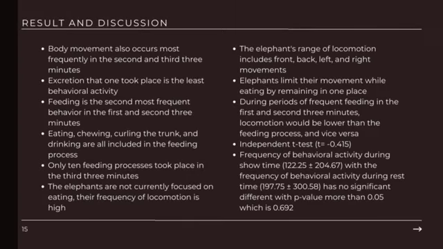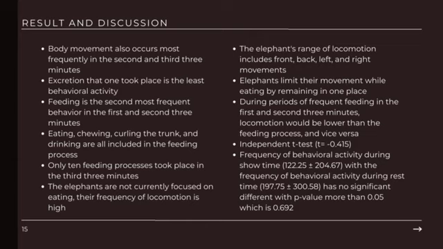Body movement also occurs most frequently in the second and third 3 minutes compared to other behaviors in both situations. Additionally, excretion that once took place during the third 3 minutes is the least frequent behavioral activity. Feeding is the second most frequent behavior in the first and second 3 minutes. Since they are herbivores, Asian elephants spend about 3/4 of their waking hours searching for food or water. Eating, chewing, curling the trunk, and drinking are all included in the feeding process.